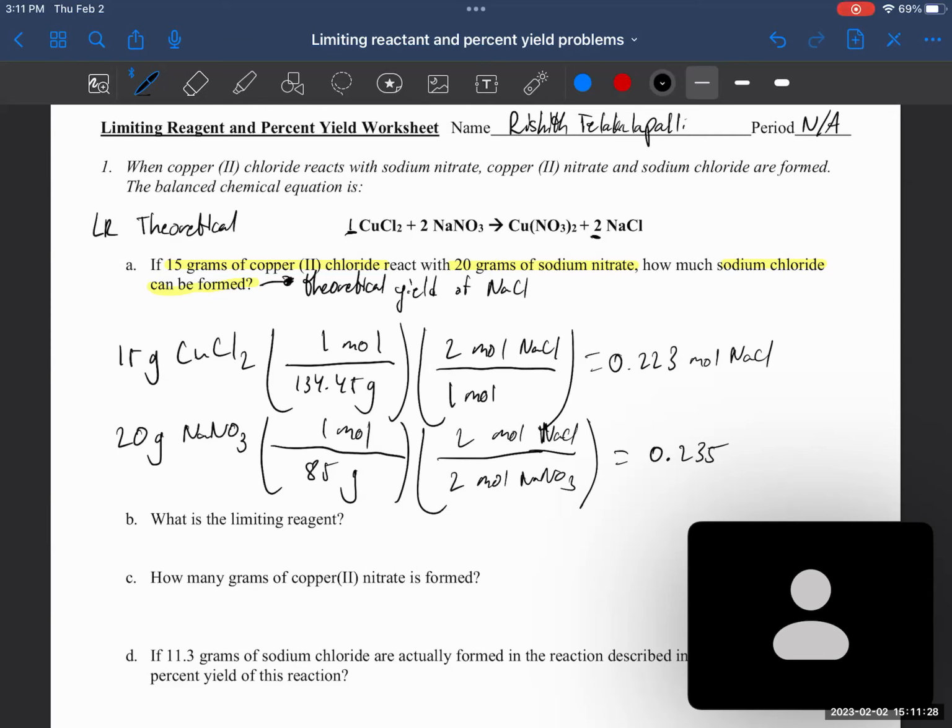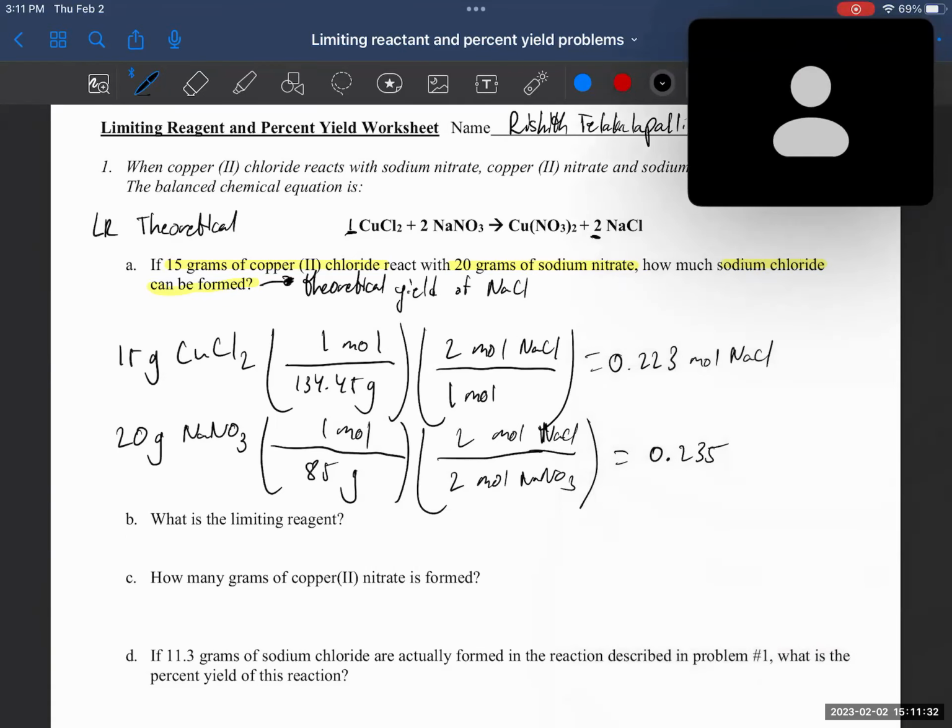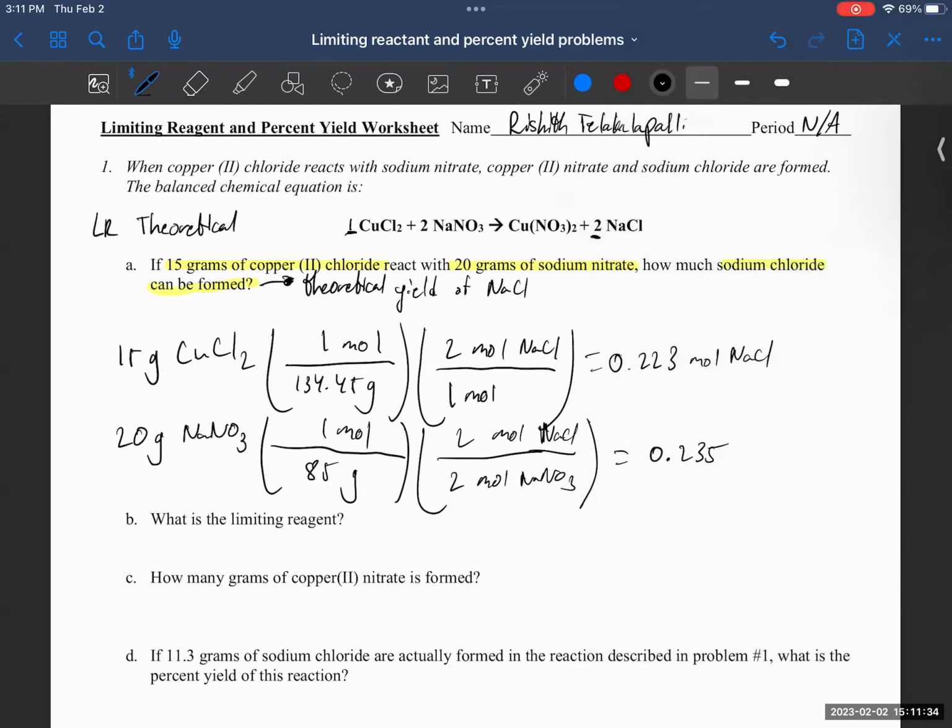All right. So with that in place, what is our limiting reagent in this case? Copper chloride, that's right. Yeah, copper 2 chloride, because you have fewer moles of NaCl here than you have moles there. So 0.223 is less than 0.235. That's why this would be a limiting reagent.